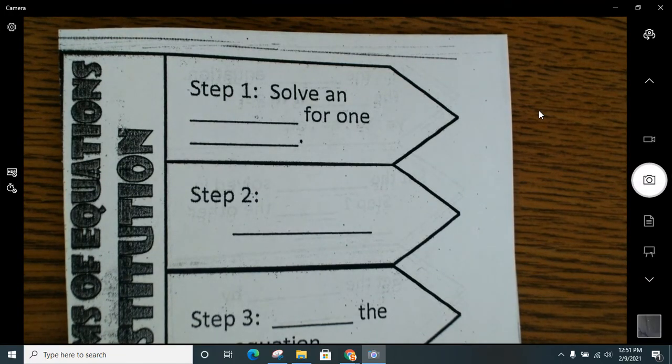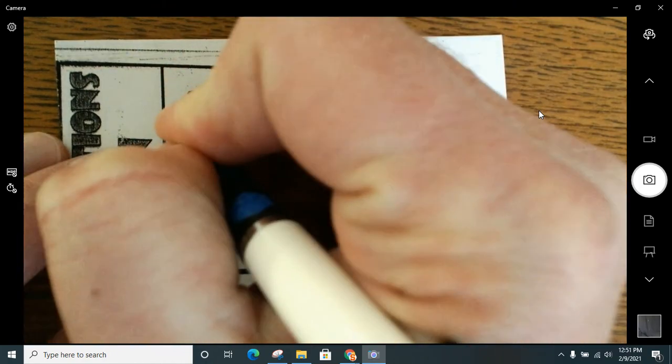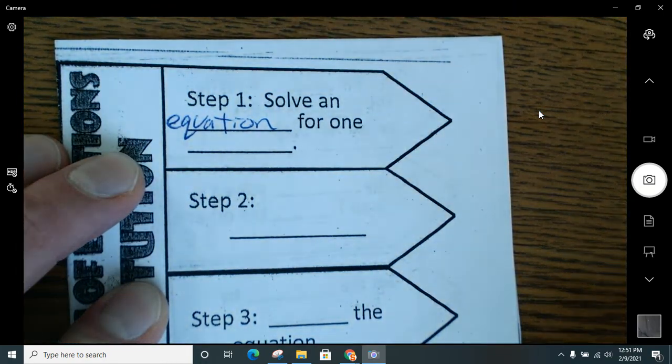All right, we're going to jump into our notes for today. Let's get to it. All right, so let's get step one done. Step one, solve an equation for one variable.